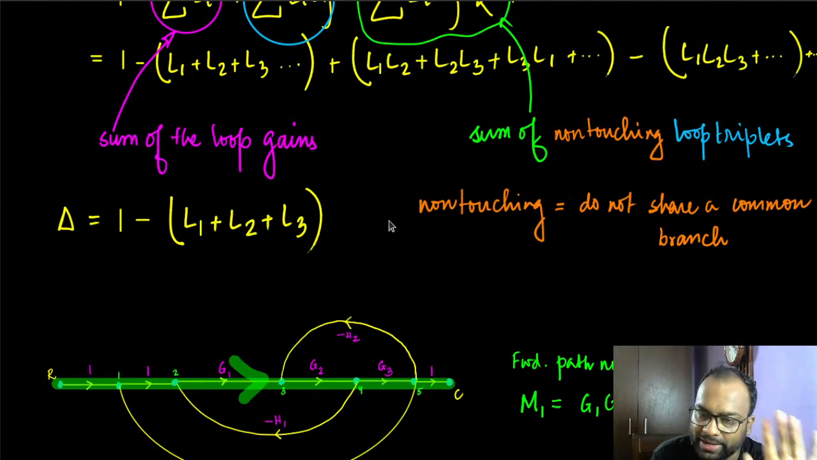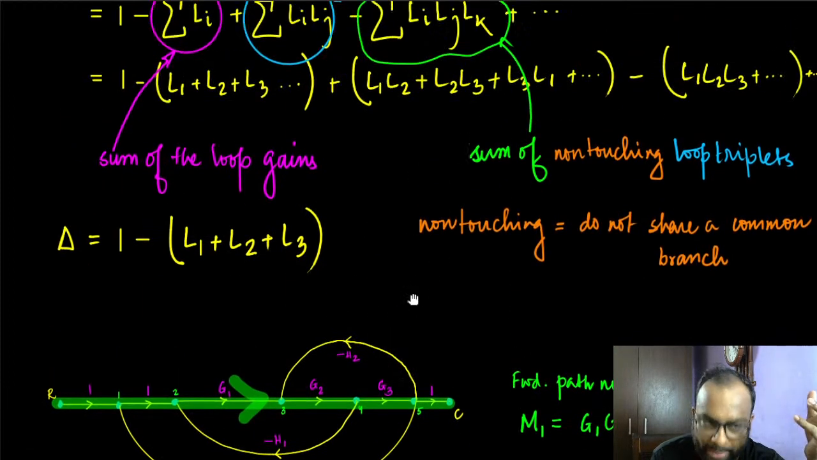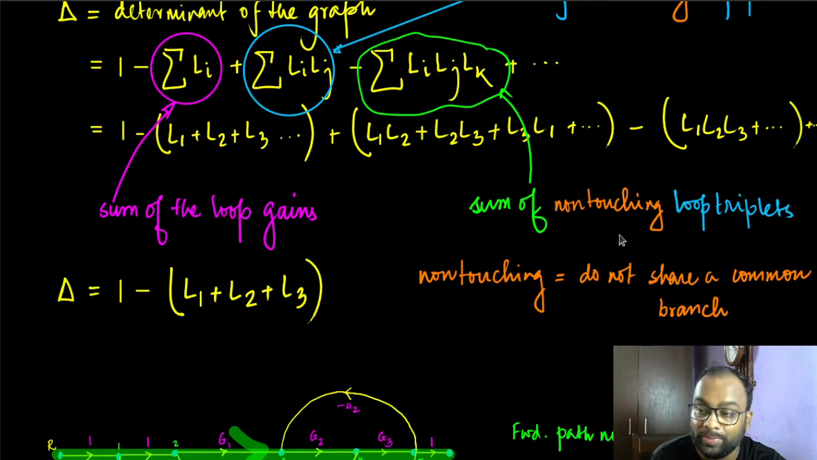But don't worry, before ending this class, I'm going to show you one example where you have non-touching loop pairs. And similarly, if there are no non-touching loop pairs, you cannot have non-touching loop triplets. Triplets are combinations of 3.